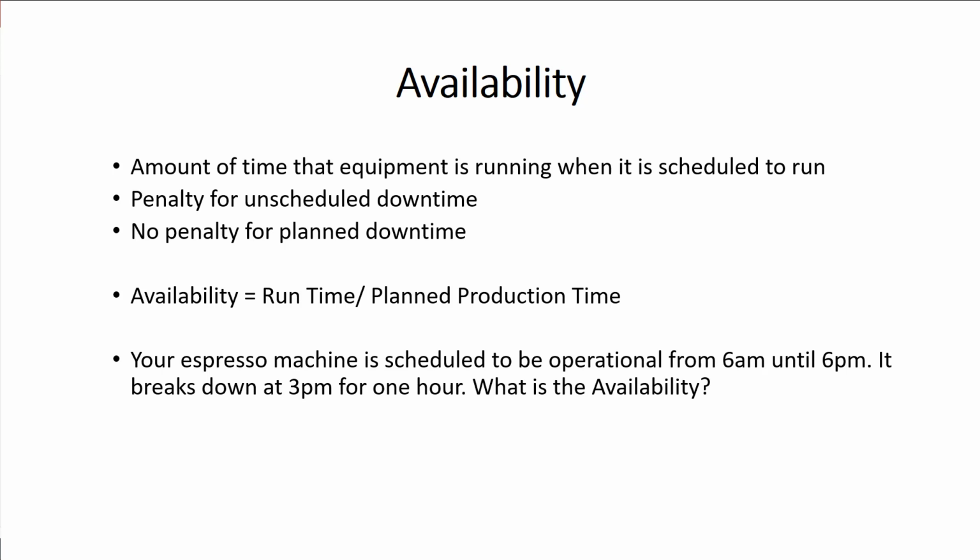So in this example, we're going to make coffee today. Your espresso machine is scheduled to be operational from 6 a.m. to 6 p.m. It breaks down at 3 p.m. for 1 hour. What is that availability? You should have divided 11 by 12 and got 91.67. So we're going to save that. Remember that availability is 91.67.